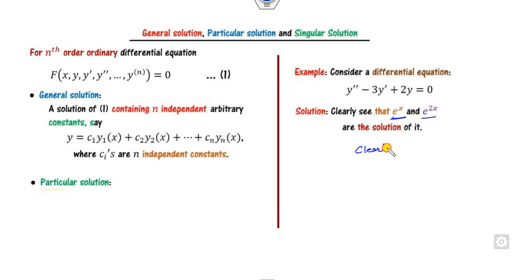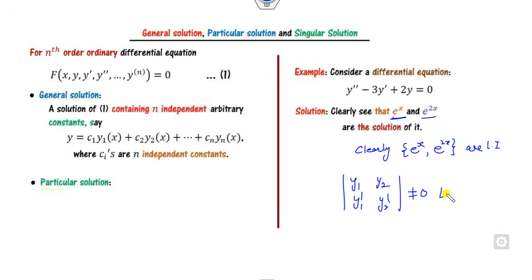Clearly, you can also see that both e^x and e^(2x) are linearly independent, because they are functions. You can also check this property with y1, y2, y1 dash and y2 dash. If the determinant is non-zero, then they are linearly independent. For example, e^x, e^(2x), take the derivative: e^x, 2e^(2x). What is the determinant of this?